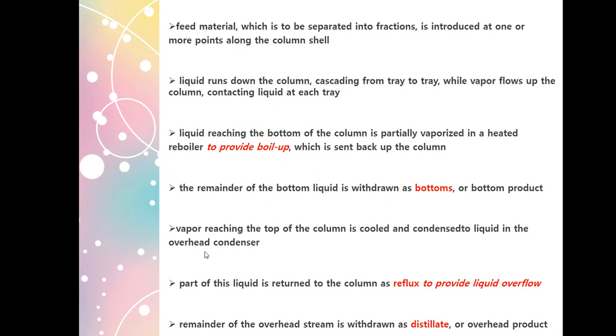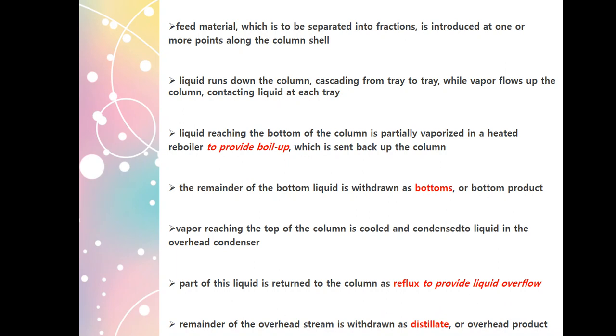Now, what about the vapor? The vapor reaching the top of the column is cooled and condensed to liquid in the overhead condenser. So part of this liquid, again, the liquid coming from the condensed vapor, is returned to the column as reflux to provide the liquid overflow. The primary purpose of the reflux, aside from providing the liquid overflow, is to enhance the quality of the final product, which is referred to in the last bullet, the distillate.